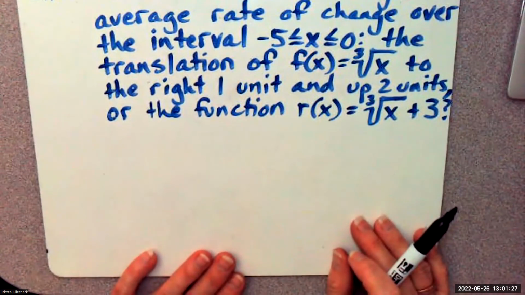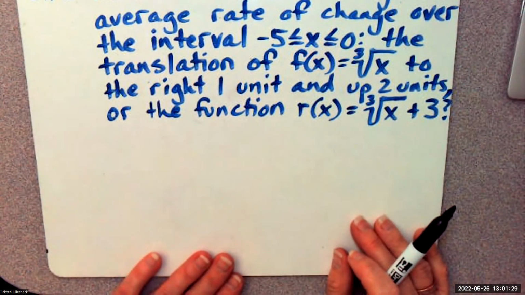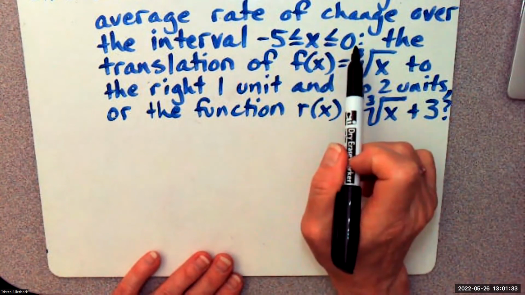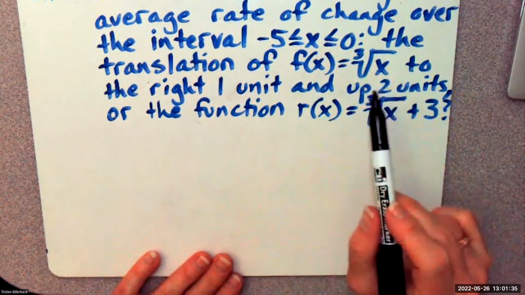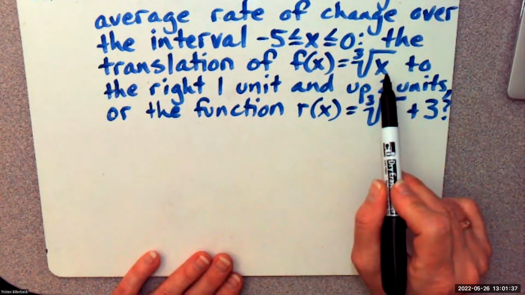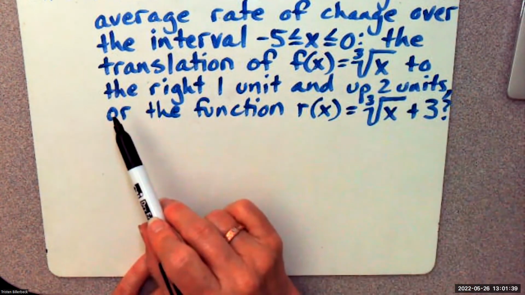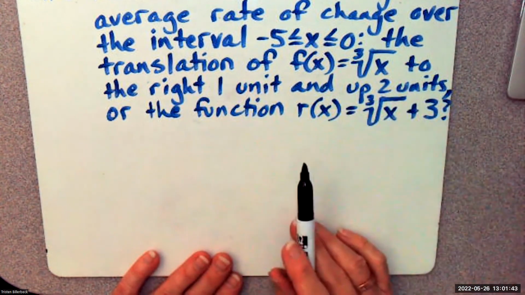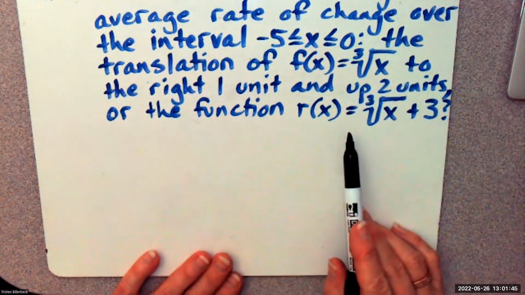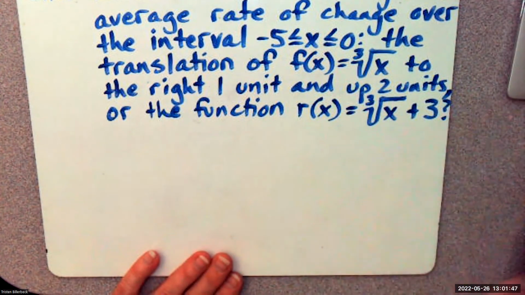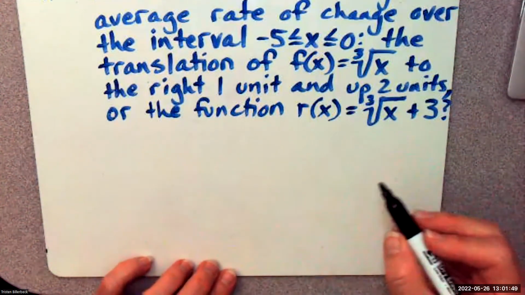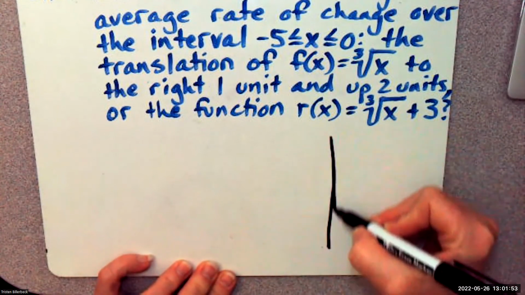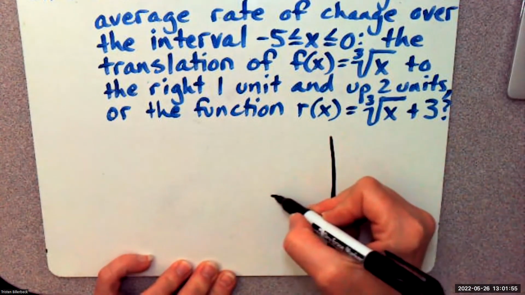All right. So which function has a greater average rate of change for the interval negative 5 is less than x is less than 0? The translation of f of x to the right 1 unit and up 2 units, or the function r of x that is just shifted up. Okay, so let's just make a quick graph of what we're looking at.